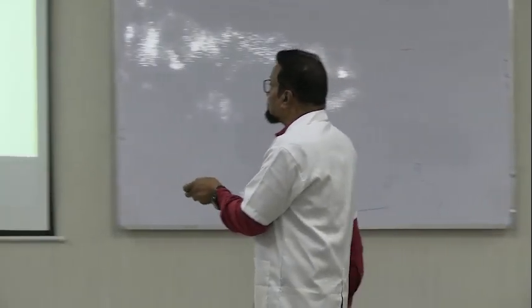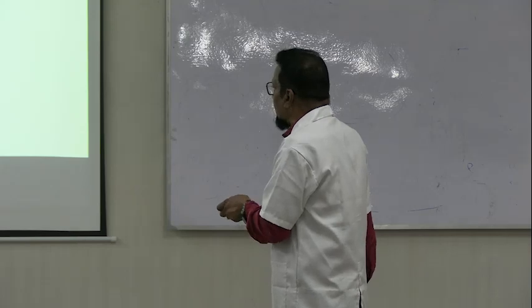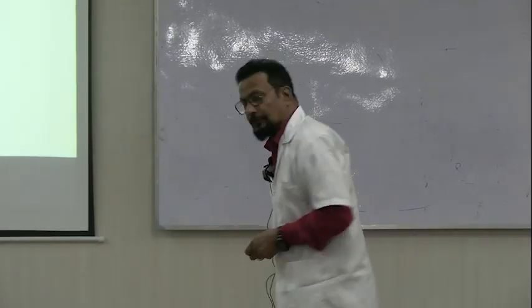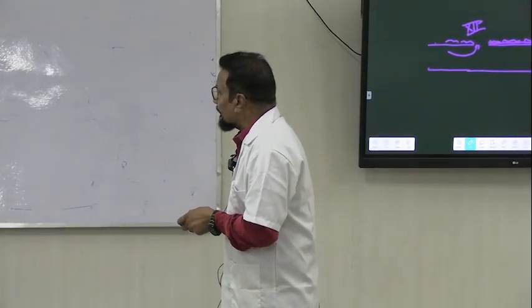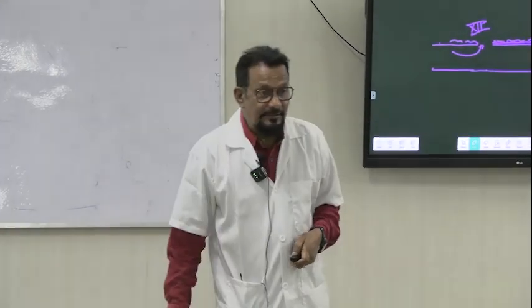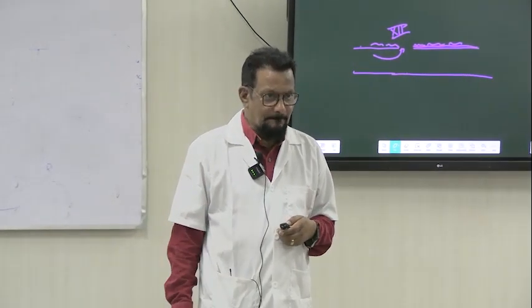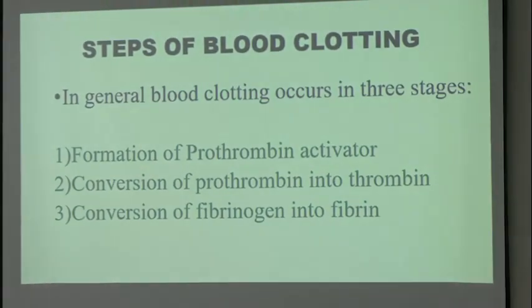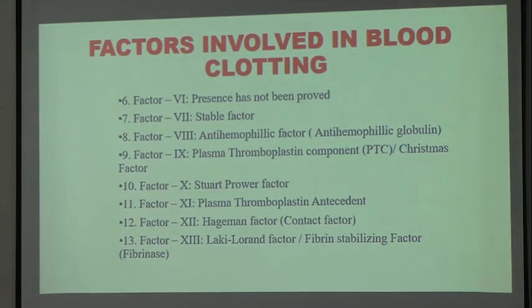So this one is now activated, and as an enzyme it will convert inactive 11 into active 11. Again, this will catalyze the conversion of this into this. This is activated factor 10A. What is the name of factor 10? So this factor will be activated.